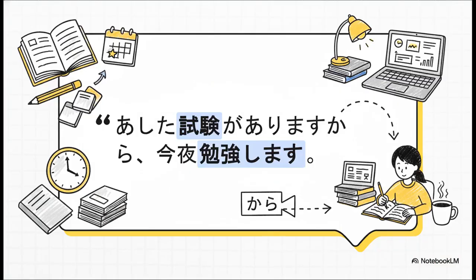Okay, take this first one. 明日試験がありますから今夜勉強します。 So what's the reason here? 明日試験があります. I have an exam tomorrow. Then we add our particle kara. And what's the result? 今夜勉強します. I will study tonight. See that perfect logical flow from the cause to the effect? That's kara doing its job.